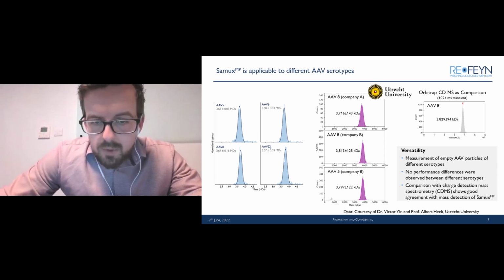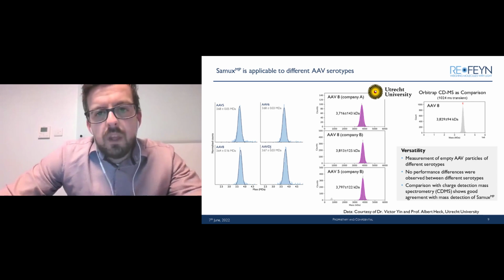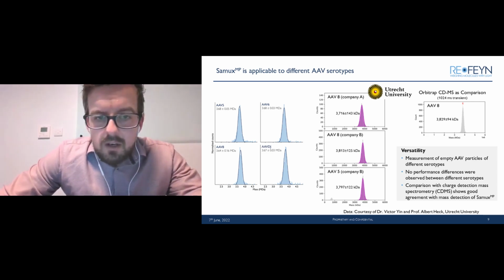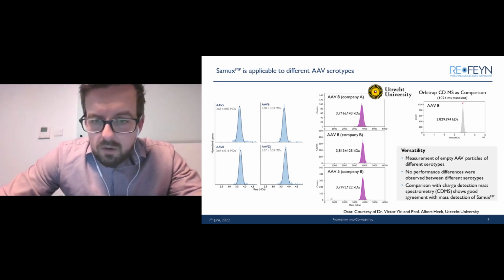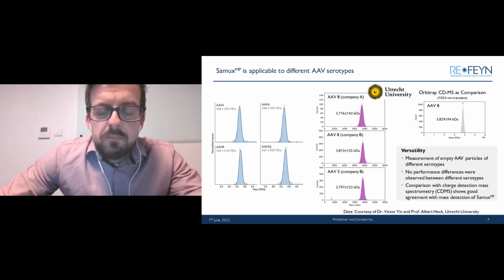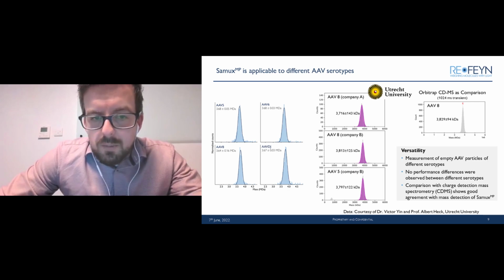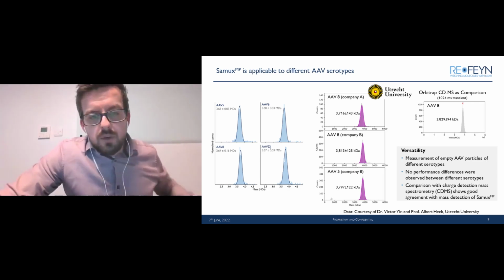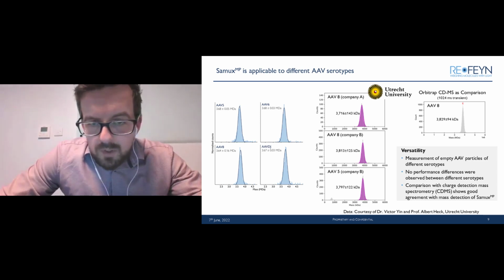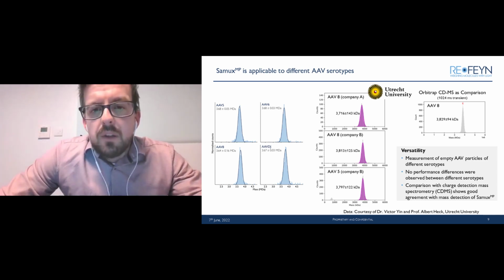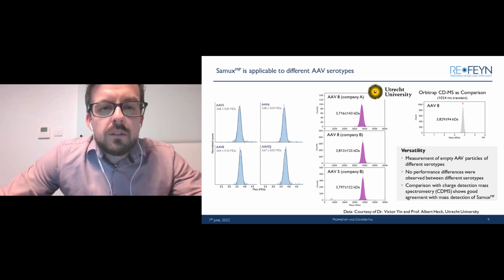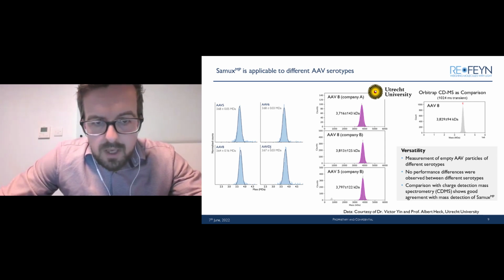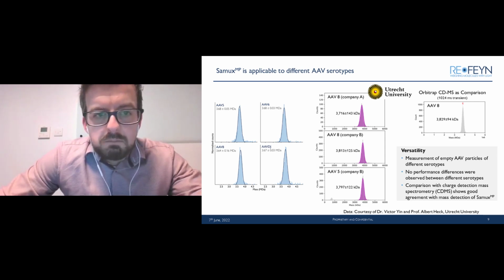This particular lab, which is run by Professor Albert Heck, also has considerable expertise in charge detection mass spec, and they then compared the mass of one of the AAV8 samples captured using CDMS and compared that to the data that they'd generated using the SAMX-MP. And what you can see is the 3.83 megadalton value generated by the CDMS instrument is in very good agreement with the 3.81 megadalton recording that was reported for the AAV8 Company B sample with the SAMX.